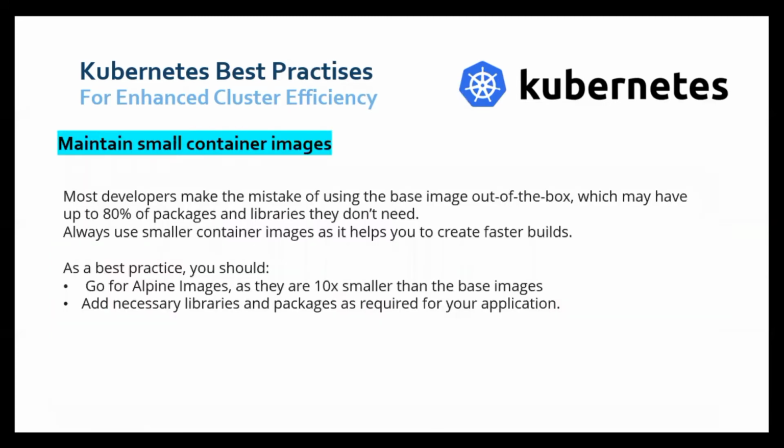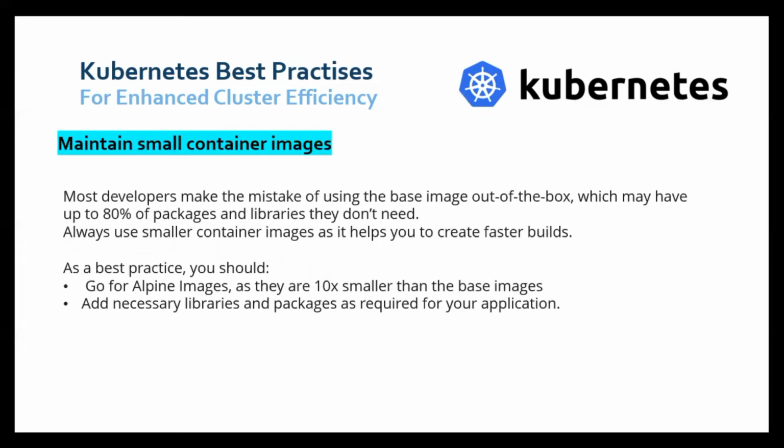Let's move to the next best practice, that is to maintain small container images. Most developers make the mistake of using base images like CentOS and Ubuntu, which already have a size of 700 to 800 MB, and which may have up to 80% of packages and libraries that we definitely don't need. As I said, if we go for a base image like Ubuntu or CentOS, it will already be 500-600 MB in size, because so many unnecessary packages and libraries are already installed there.